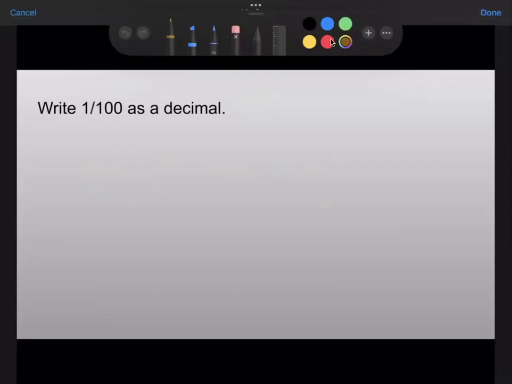Okay, here is our next one. We're going to write 1 over 100 as a decimal. So let me go ahead and rewrite that fraction, 1 over 100. Now we already have a multiple of 10 as the denominator, so that means the easiest method is probably just to use place value to place it. So I'm going to take that 100 and create a decimal and go out to the hundredths place.